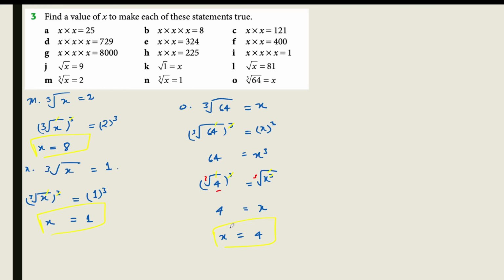So I hope this question is clear about the different cube roots and square roots, and how to find the value of x. That's all for now.